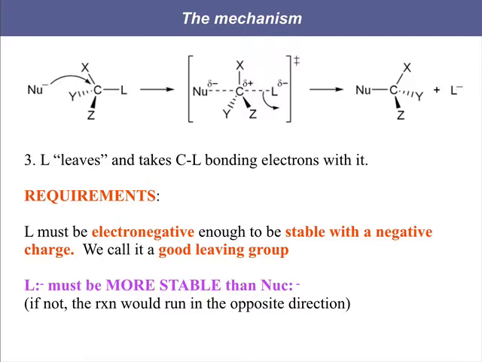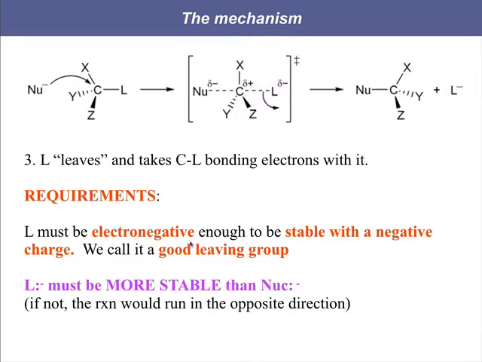Okay, looking at the leaving phase, the leaving group leaving, what are the requirements for that? Well, L needs to be electronegative so that it gives carbon a partially positive charge. It also needs to be electronegative enough to be stable with a negative charge. Notice that when L leaves and takes the electrons with it, it ends up with a negative charge. So in order to make these products stable, we want our leaving group to be very electronegative. We would call that a good leaving group.